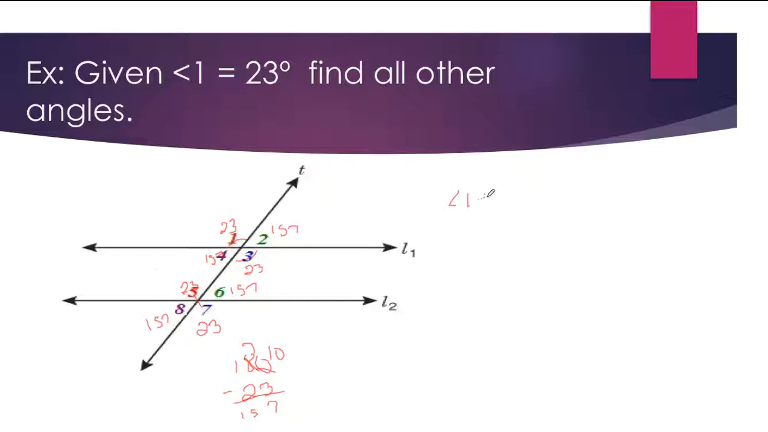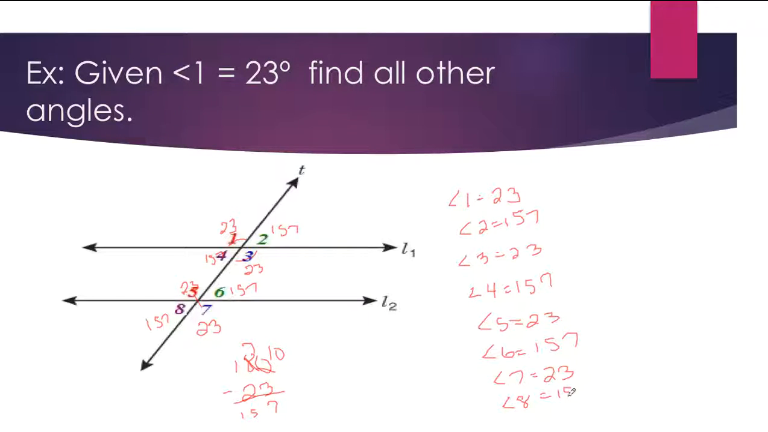So angle 1 is 23, angle 2 is 157, angle 3 is 23. Angle 4 is 157. Angle 5 is 23. Angle 6 is 157. Angle 7 is 23. And angle 8 is 157.